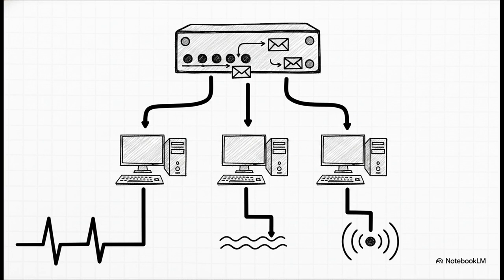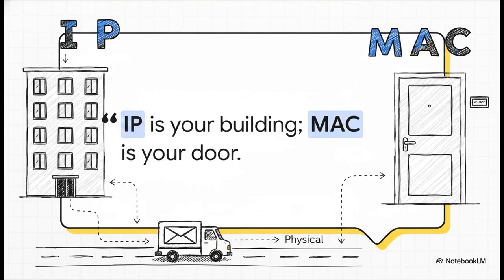Finally, we hit Layer 1, the physical layer. This is the actual hardware, the copper Ethernet cables, the fiber optic glass, the Wi-Fi radio waves. Its only job is to convert your data into raw ones and zeros, bits, and blast them out as electrical, optical, or radio signals. These analogies lock it all together perfectly.